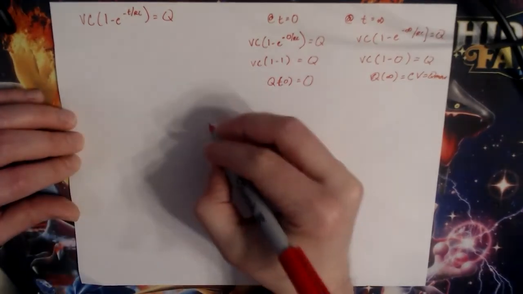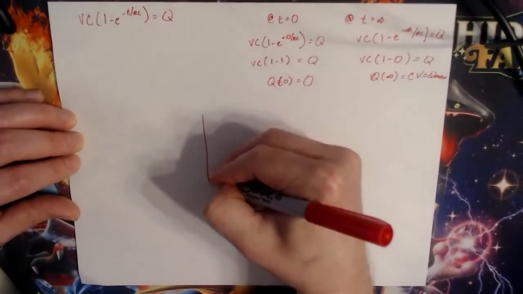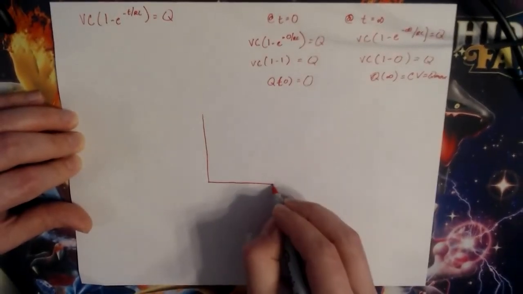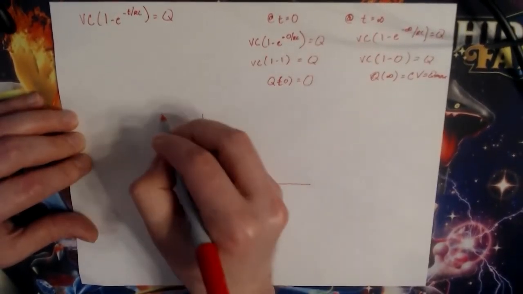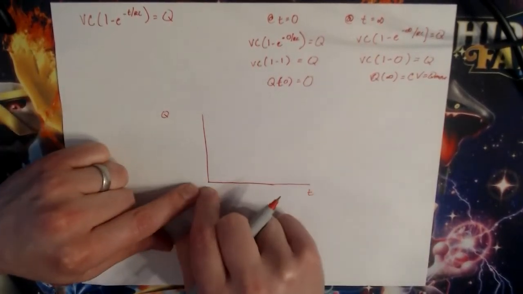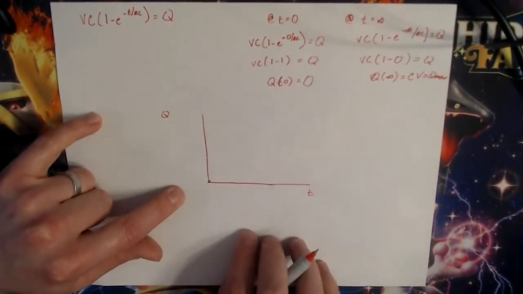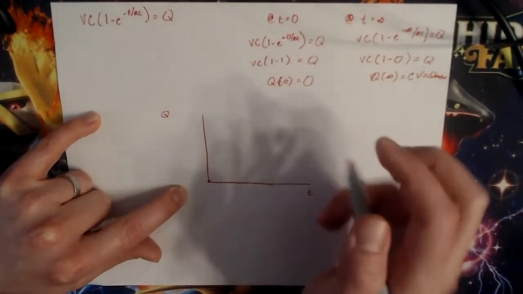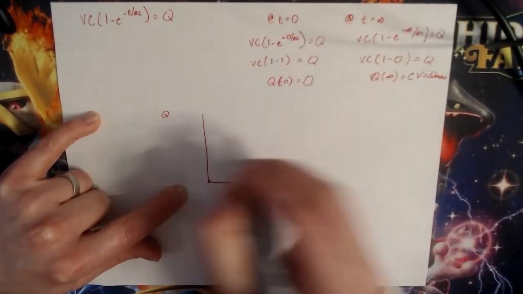How does this look on a graph? So we're going to graph Q as a function of time. At time 0, that's all the way over here at the origin. It's 0, and then at time equals infinity, that's somewhere down here. It's going to approach a value of CV.